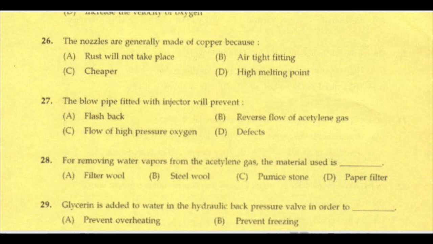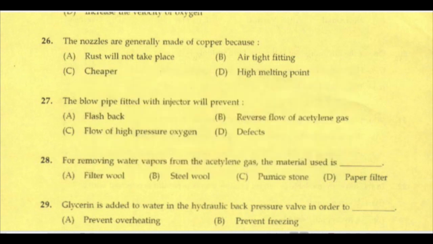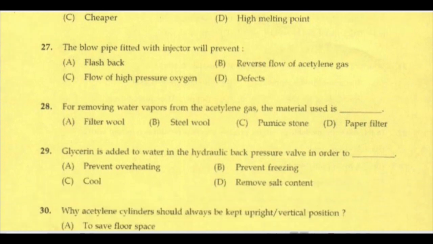The blowpipe fitted with the injector will prevent reverse flow of acetylene gas. For removing water vapor from the acetylene gas, mainly two methods are used, one mechanical method and one chemical method. In the chemical method, for removing water vapor from the acetylene gas, pumice stone is used.